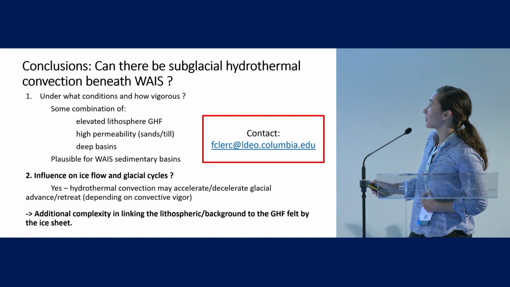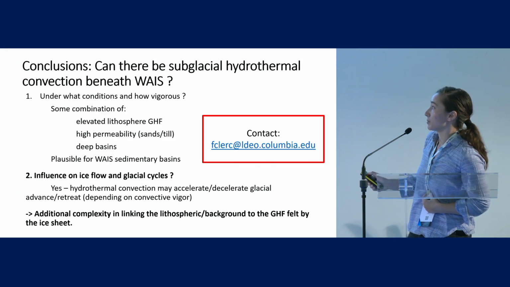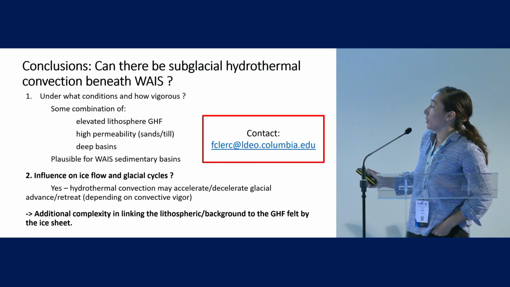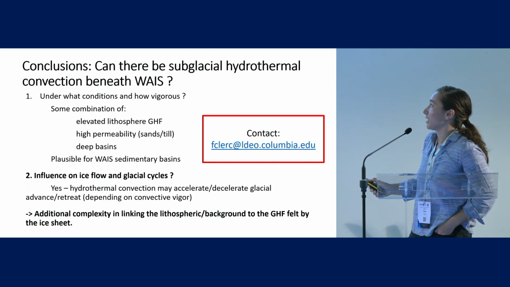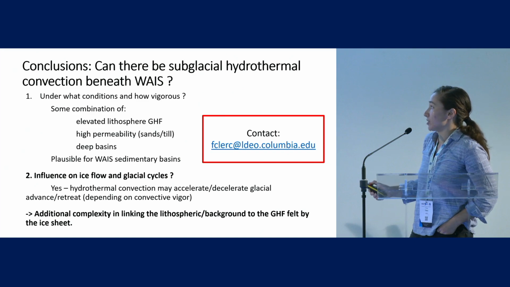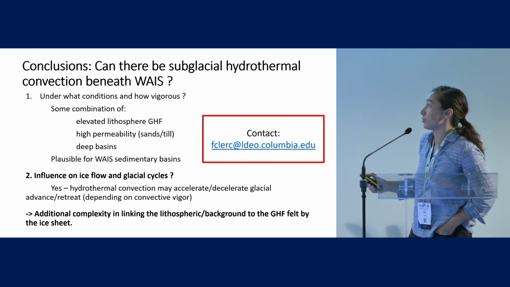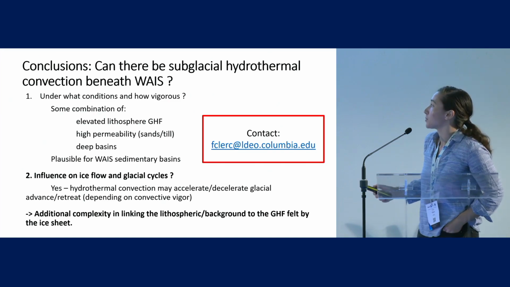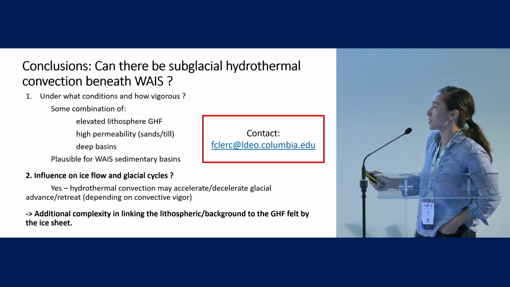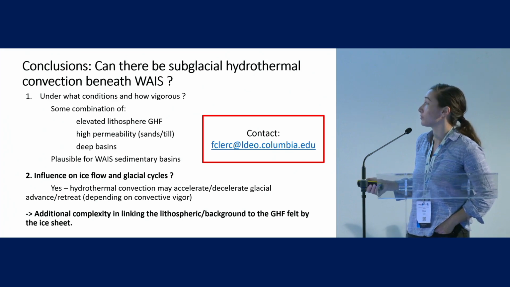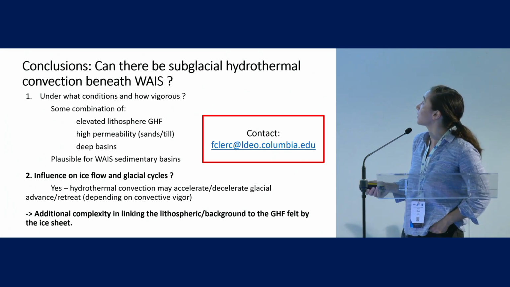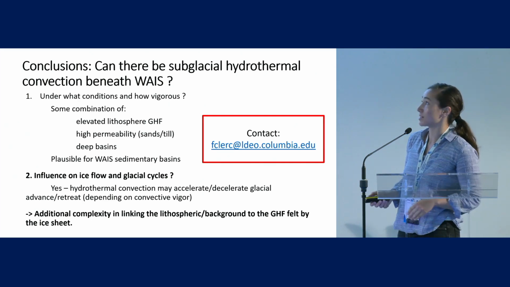In summary, we found that it is plausible for subglacial hydrothermal convection to occur underneath WAIS, and that if we include this in a simple model for the evolution of an ice sheet, including this forcing can accelerate or decelerate glacial advance and retreat depending on the vigor of convection, or the Rayleigh number. This is a very small part of the parameter space, and I'm looking forward to further exploring this additional complexity in linking the lithosphere and background heat flow to that which is felt by the base of the ice sheet. Thanks, and happy to have any questions.